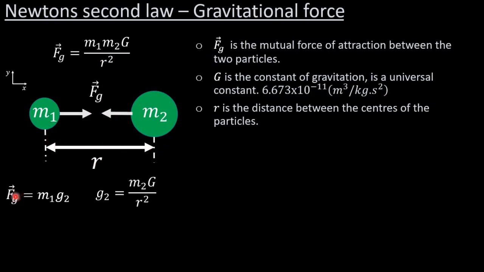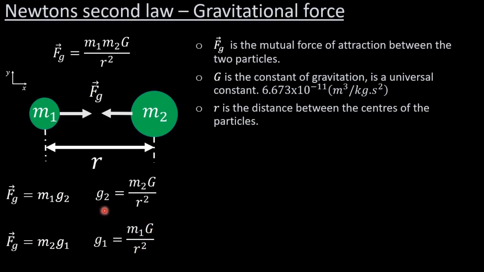We can also say that the force of attraction between the 2 is m1 times g2, where g2 is the acceleration due to the gravitational field of mass 2, and we can say g2 equals m2 times the universal gravitational constant G divided by r squared. That's just mass times acceleration, and the acceleration for this situation is going to be the acceleration due to the gravitational field of mass 2. And likewise, we can say that the mutual force of attraction equals mass 2 times g1, where g1 is the acceleration due to the gravitational field of mass 1. That is equal to mass 1 times the universal gravitational constant divided by r squared.